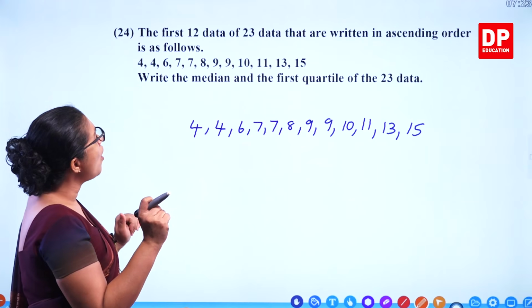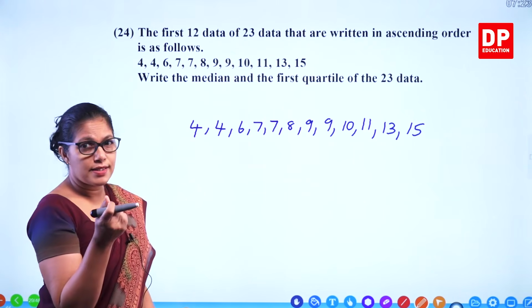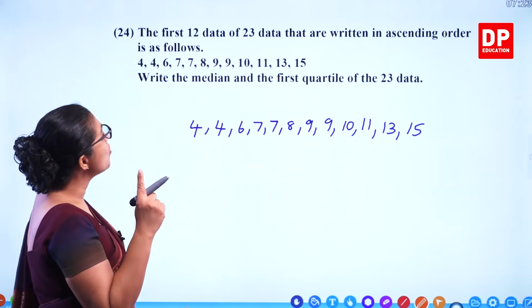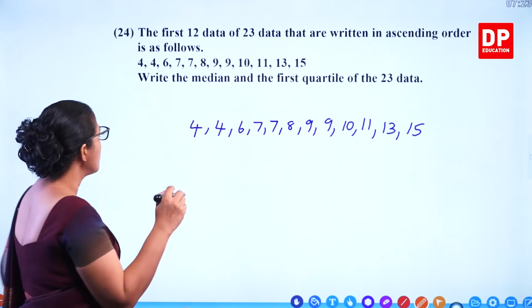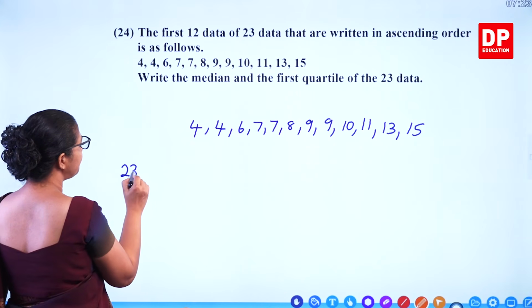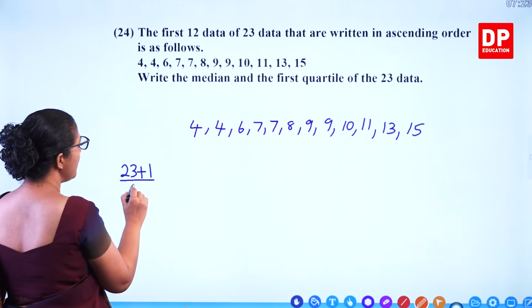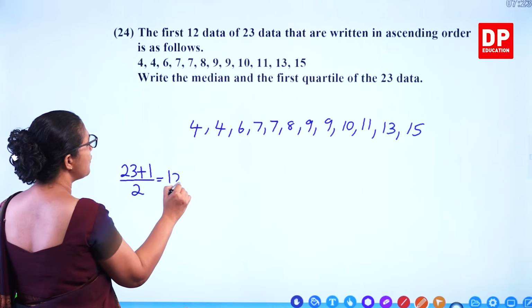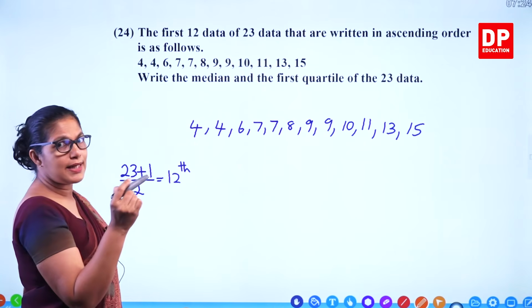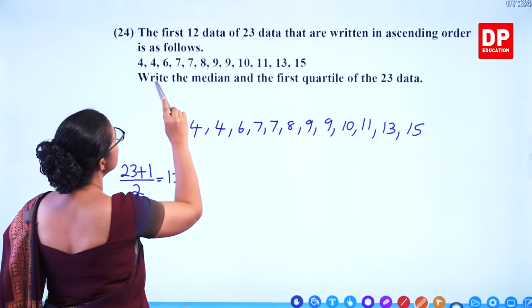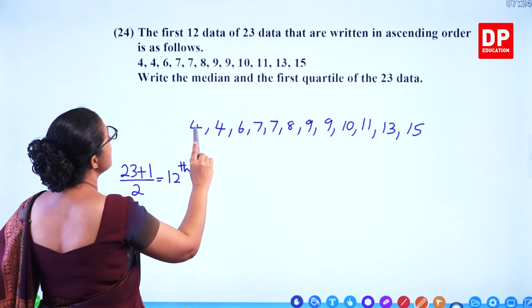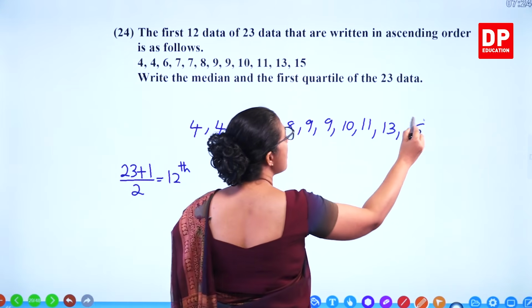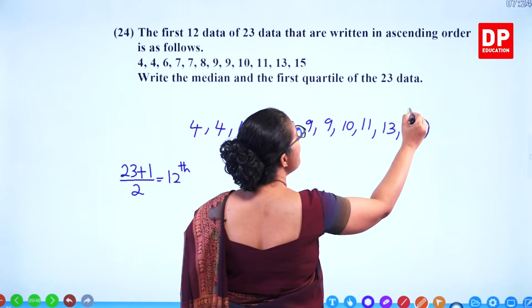How do we find out the median first? We know if it's 23, 23 plus 1, 24 divided by 2, the 12th one is the median. So this is 12 data points. So that means the last number is the median.